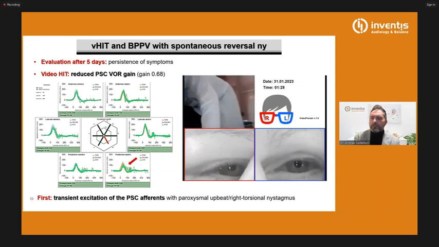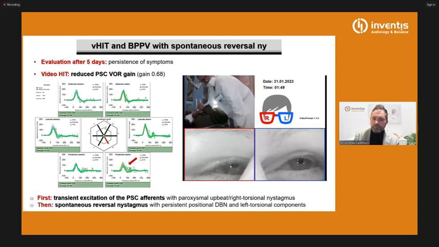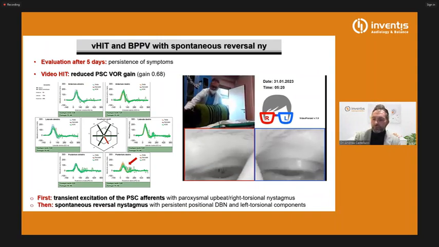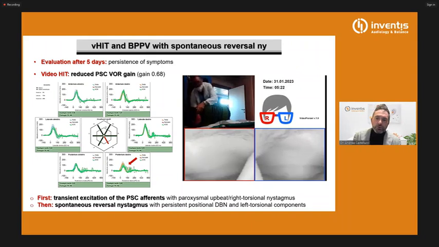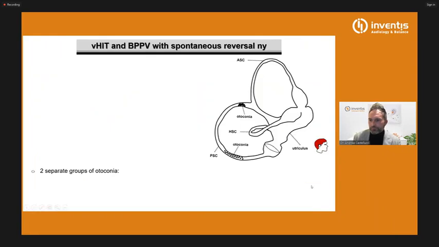Look. After the transient paroxysmal upbeat nystagmus, she has a persistent downbeat nystagmus. So she has a spontaneous reversal of this positional nystagmus, always in the same position. So the first phase, she had a typical paroxysmal nystagmus, and then she has a spontaneous reversal of nystagmus with persistent positional downbeat nystagmus and left torsional components. So we perform again Epley maneuver.